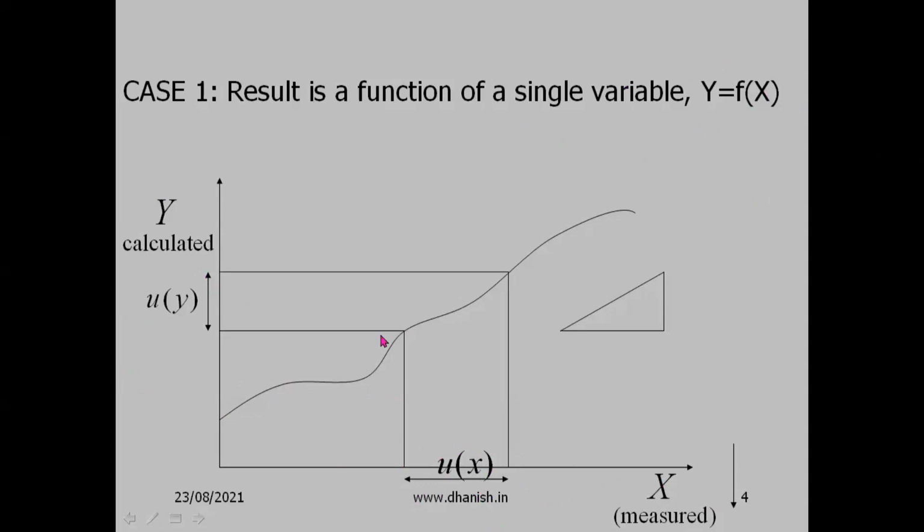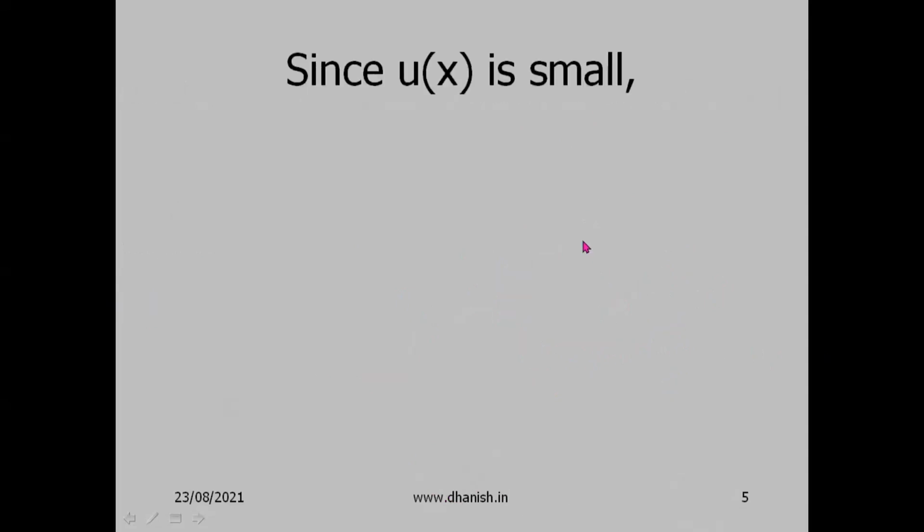Actually this function can be very complex in general, but since uncertainties are very small, this region is very small. So we can approximate this portion by a straight line. So we have this triangle. This is the standard uncertainty of y, this is the standard uncertainty of x. So the ratio is equal to dy by dx. Since the standard uncertainty of x is small, the standard uncertainty of y is equal to dy by dx into the standard uncertainty of x.